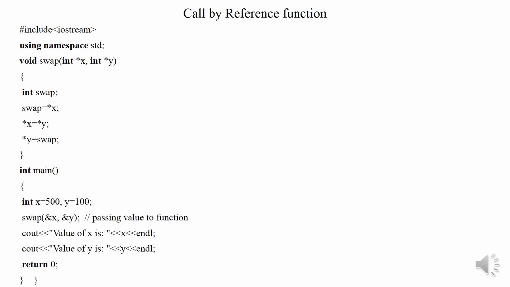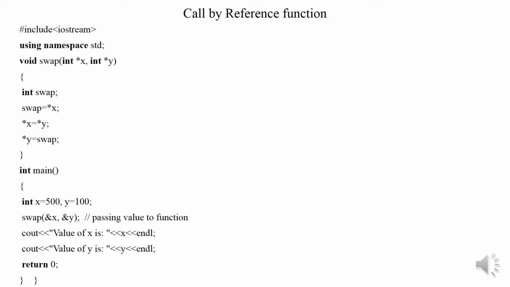And we have to take here x is equal to 500 and y is equal to 100 in the main program. So that will pass the address. For example, if we take the address of x as 1001, at 1001 the data is 500, and suppose the address of y is 1002, the address of y stores in the memory location that data, which is 100.